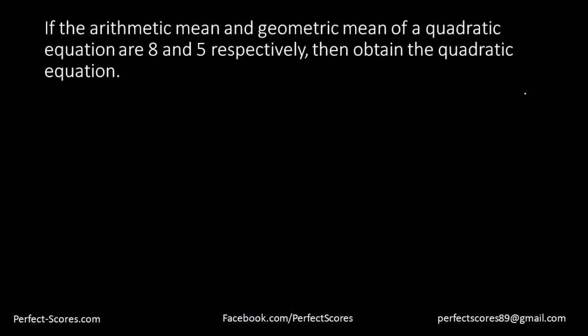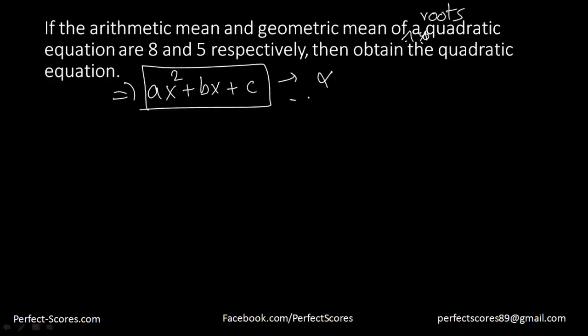Now this question says that if the arithmetic mean and the geometric mean of the roots of a quadratic equation are 8 and 5. Sorry, this is going to be of roots of a quadratic equation, right? So I'm talking about the roots. A quadratic equation's general form is ax square plus bx plus c. Let's suppose there are two roots of a quadratic equation, alpha and beta. For the sake of simplicity, I'm going to call them p and q.